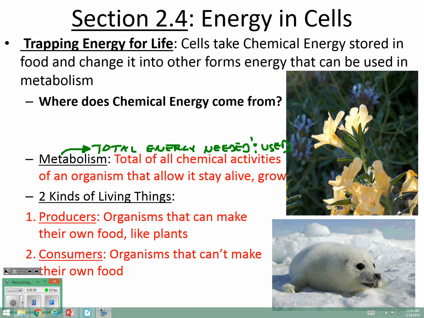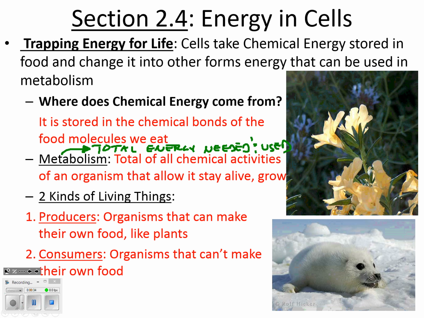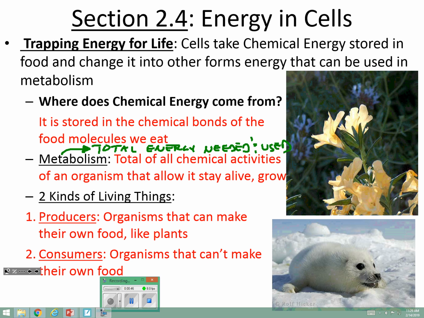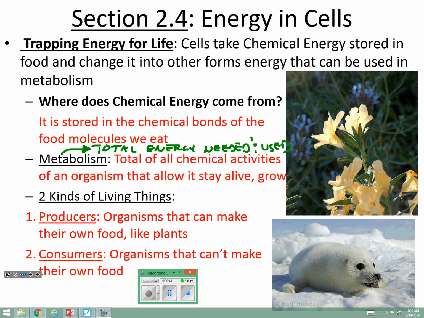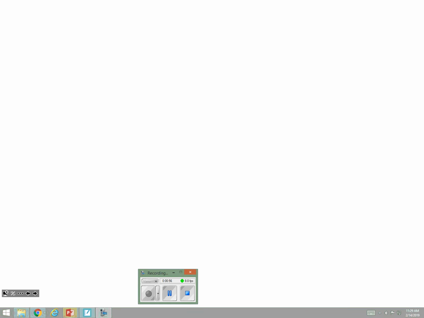Okay? Chemical energy comes from the chemical bonds that are in the food that we eat. Now, we as people, we are consumers. Remember, there are two kinds of living things. Consumers are organisms that need to eat food for energy, like us.